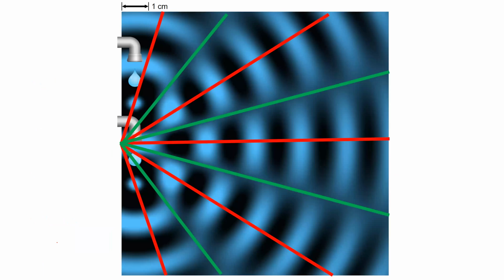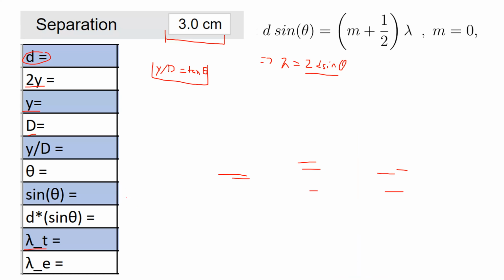let me show you here. We can in the simulation turn on just one faucet, and this will produce a wave without interference. We can measure the wavelength of that, and that will be our experimental wavelength.